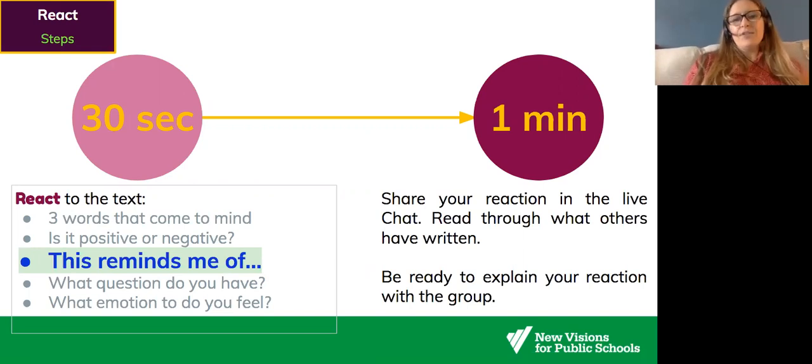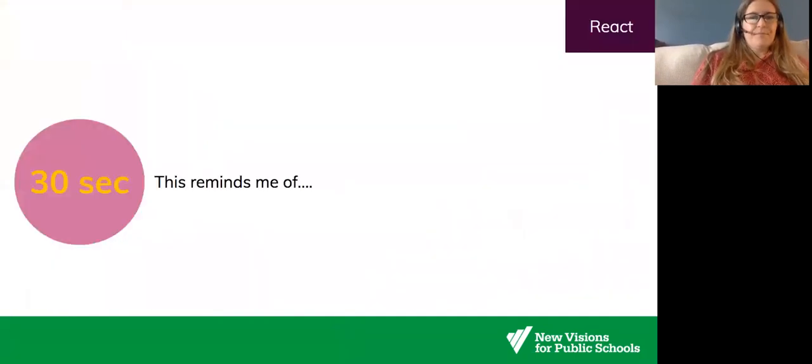In just a few moments, I'm going to read a brief text to you, and you're going to have 30 seconds to respond to that text. You're going to use the sentence frame, "This reminds me of." So you'll have time to think about it. Then you're going to have a minute to share your reaction in the chat. Then you'll have 1 more minute to read other people's responses in the chat and respond to them. Throughout this whole process, be ready to explain your reaction, ideas, or thoughts with the group. In just a minute, you're going to have 30 seconds, and I just want you to keep this sentence frame in mind for yourself: This reminds me of.